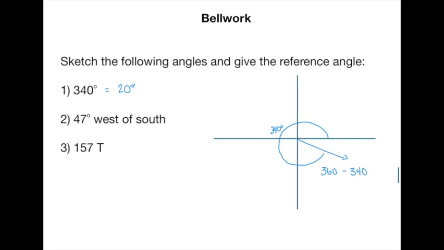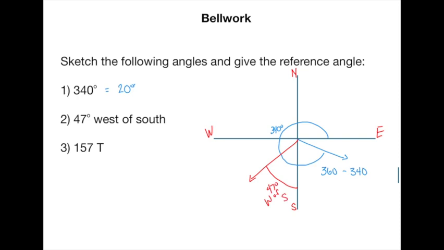For the next one, it says that we are 47 degrees west of south. So for this one, we're going to think north, south, east, and west. If I want to go 47 degrees west of south, I start at south and I go west 47 degrees, which is going to be a little bit more than halfway, right? 45 would be halfway. So we're talking right there. This is my 47 degrees west of south.